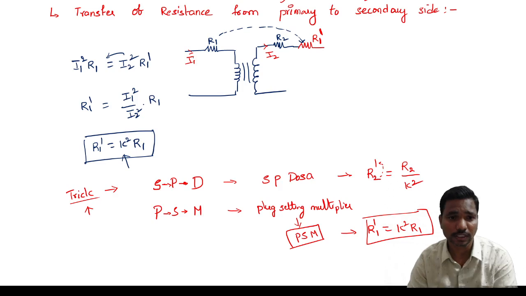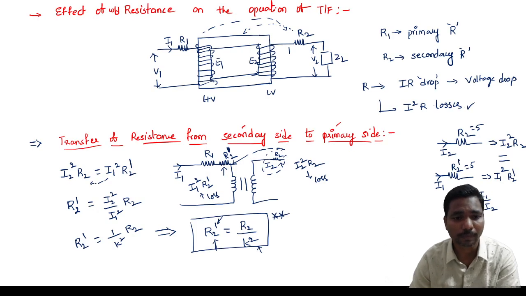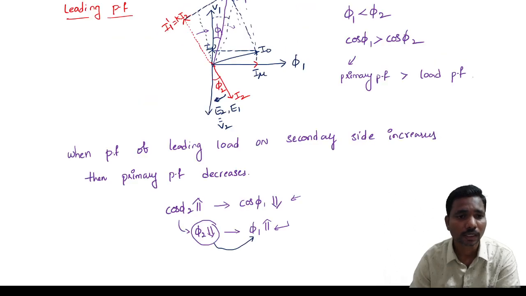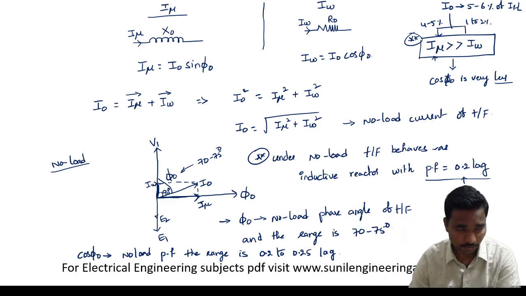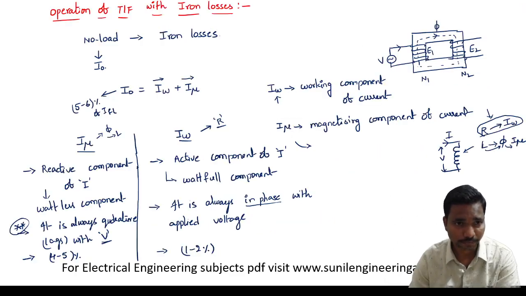Okay, students. So in this session, we have completed the 2 important points: resistance transfer primary to secondary, and the vector diagrams of no load and lagging and leading cases, and this IW and IMU.